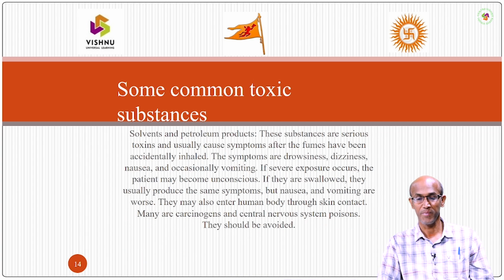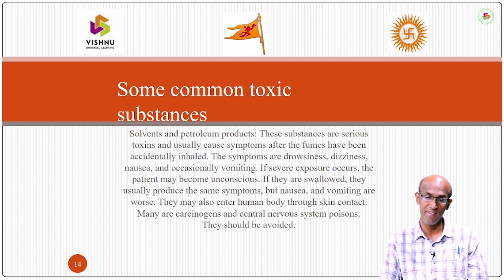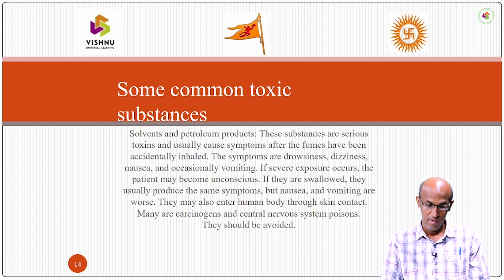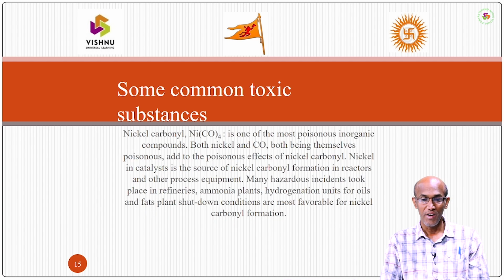Solvents and petroleum products. These substances are serious toxins and usually cause symptoms after the fumes have been accidentally inhaled. The symptoms are drowsiness, dizziness, nausea, and occasionally vomiting. If severe exposure occurs, the patient may become unconscious. If they are swallowed, they usually produce the same symptoms, but nausea and vomiting are worse. They may also enter the human body through skin contact. Many are carcinogens and central nervous system poisons. They should be avoided.